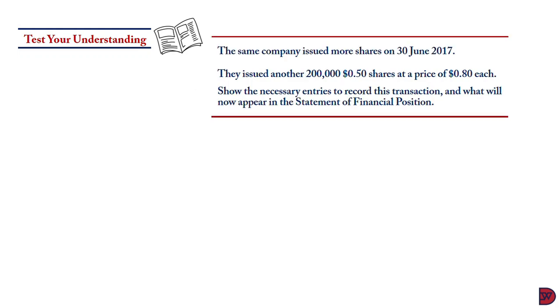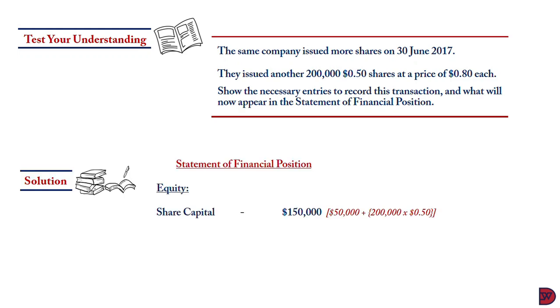Let's now test our understanding. The same company issued more shares on 30th June 2017. They issued another 200,000 50-cent shares at a price of 80 cents each. So there's a share premium in place here. Show the necessary entries to record this transaction and what will now appear in the statement of financial position. So when we come to the solution, we'll start with the share capital, which is going to be the 50,000 earlier issued plus what is currently issued, which is the 200,000 times the 50 cents, which will give us 100,000, arriving at $150,000.